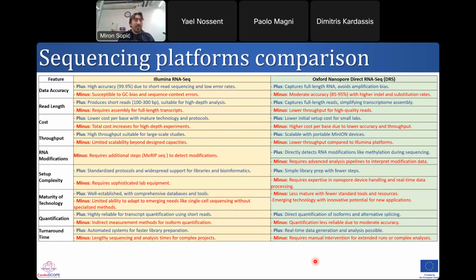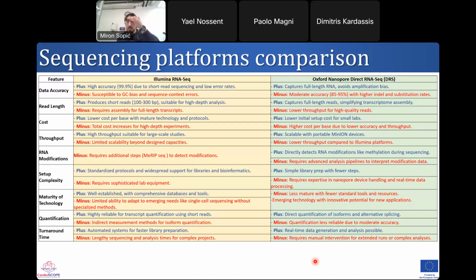For Illumina, I think high accuracy is still something that is a pro. The pipelines are much more developed. There is higher throughput. Per sample, or per read, you will get lower prices. So these would be the pros for Illumina sequencing, but on the other hand, you cannot do direct RNA sequencing. So if you are interested in epitranscriptomics or long reads, Illumina sequencing is not the way to go.